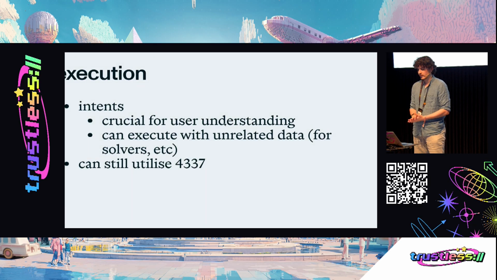So for execution, you can use intents, but you can still utilize 4337. Intents are crucial for user understanding, and you can execute it with unrelated data from the SCA or HCA implementation itself. But as a fallback, 4337, which is extremely widely supported, is still there in the case that you urgently need to execute something, or if you have specific infrastructure that you want to run in a different way outside of the intents framework, you have the ability to do that.